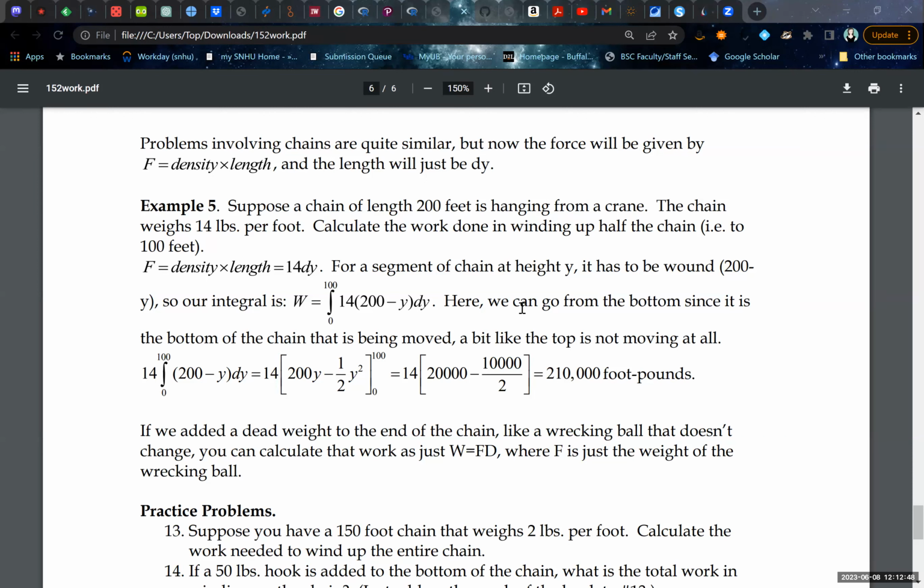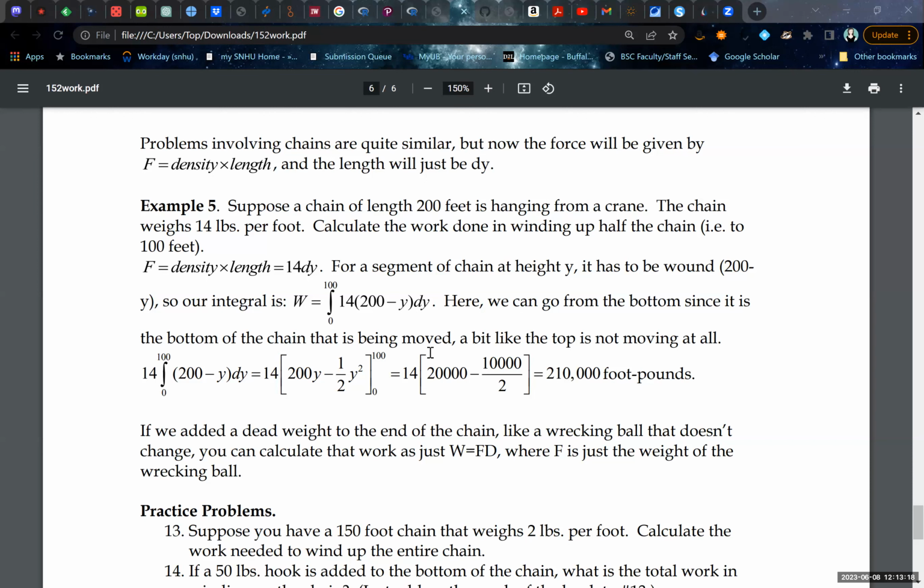Now, chain problems can have other kinds of scenarios. Sometimes you won't wind them up, but you will only carry them up. Maybe you only pick up the bottom of the chain and pull just the bottom of the chain to the top, and you want to know how much work is done in that case. You can think of the chain scenarios in that circumstance somewhat similarly, but the way that you get the formula is going to be a little bit different.